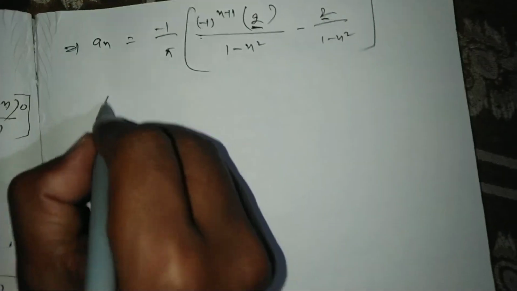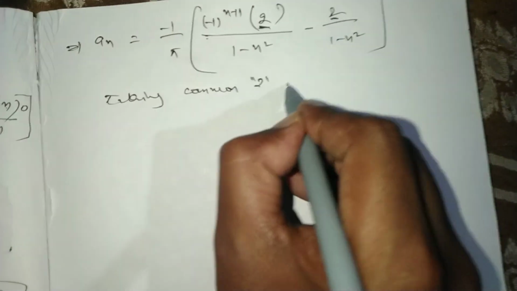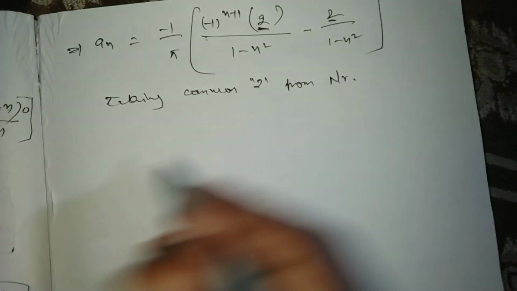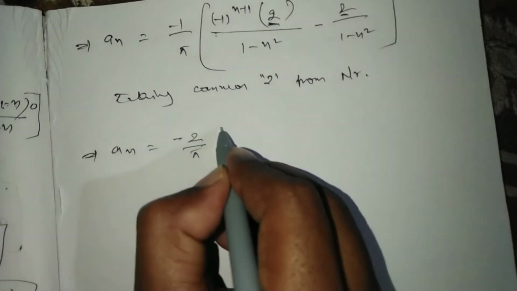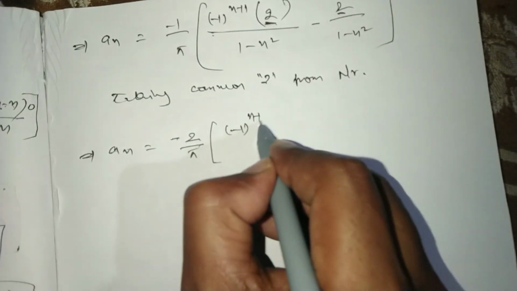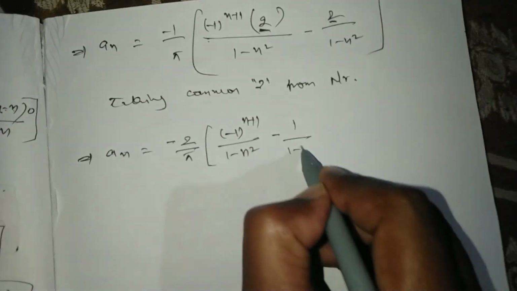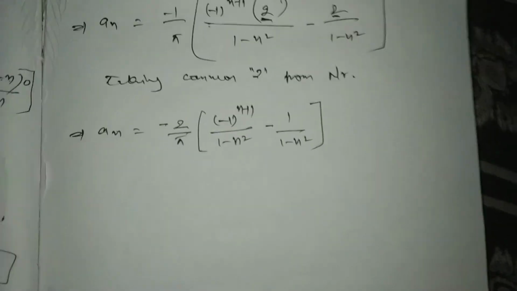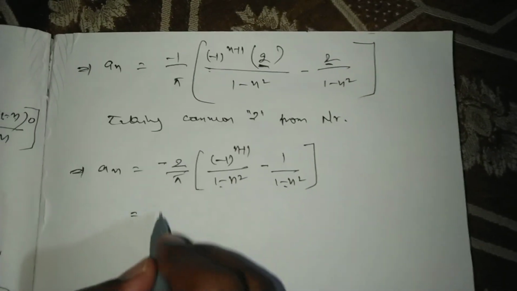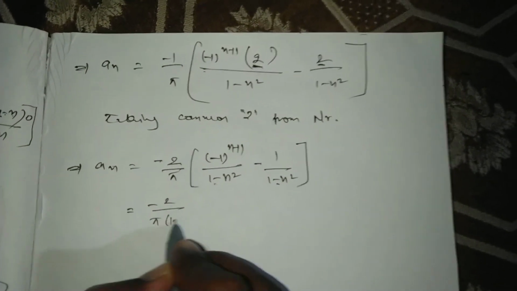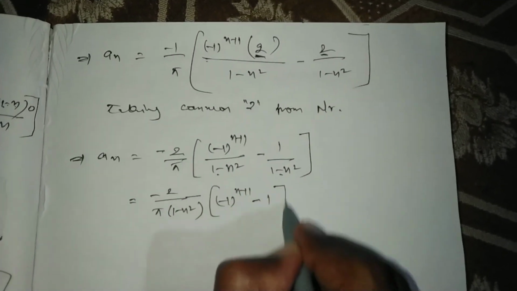So taking common 2 from the numerator, that is equal to a_n is equal to negative 2 by pi whole into (minus 1) power n plus 1 upon 1 minus n square, negative 1 by 1 minus n square. See here, both denominators are equal, so taking common, this is also negative 2 by pi into 1 minus n square whole into (minus 1) power n plus 1 minus 1.